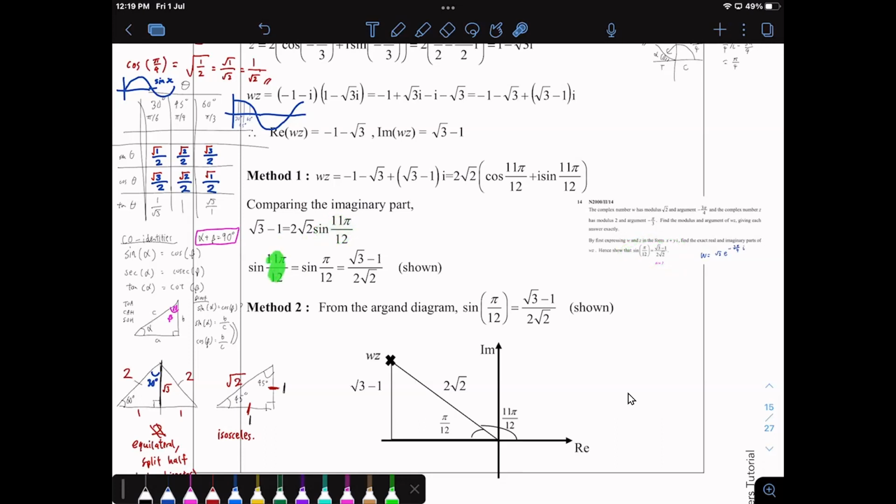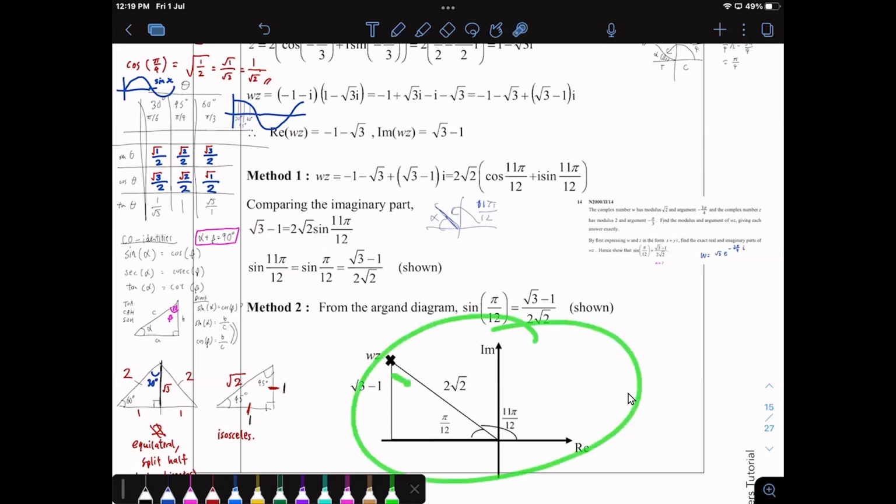Because 11 pi over 12 is the same as pi over 12 when I take the sine. This is the basic angle, the alpha. 11 pi over 12 is somewhere like here, and the alpha is here, which is just pi by 12.